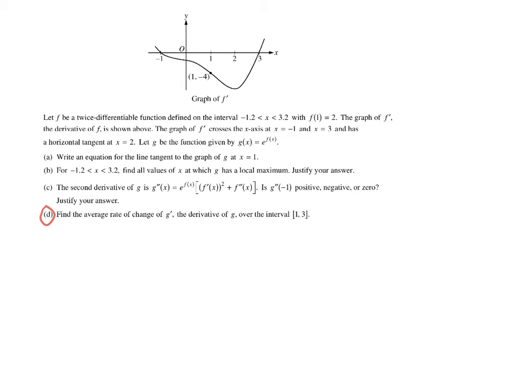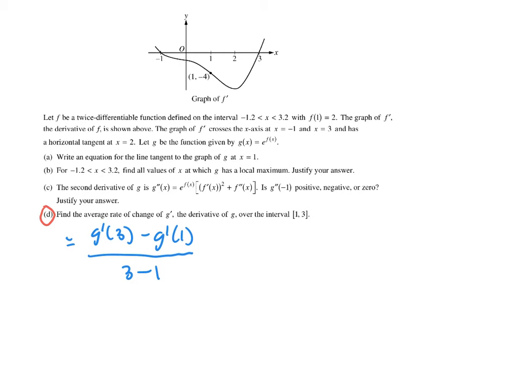Just to remind you, the way we do the average rate of change is going to be g prime of 3 minus g prime of 1 divided by 3 minus 1. In other words, we're going to divide by 2 there. But that's how you do the average rate of change, y2 minus y1 over x2 minus x1. So let's get organized and get some values down here.